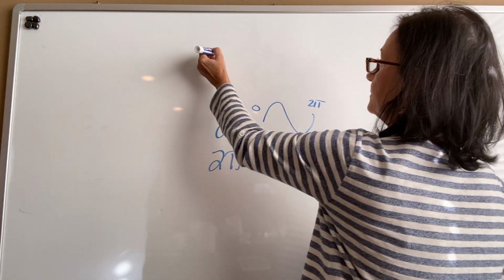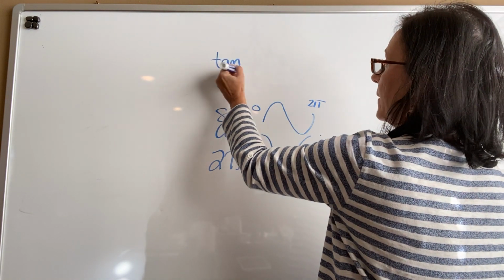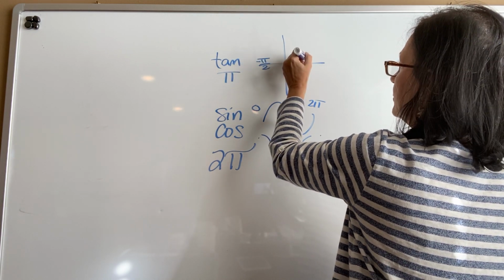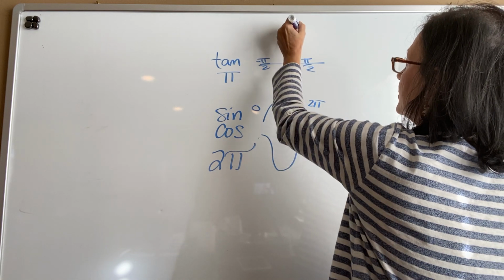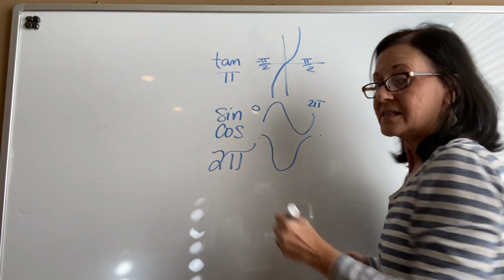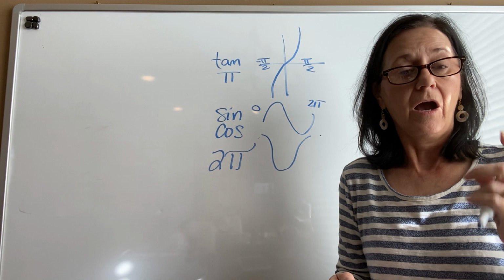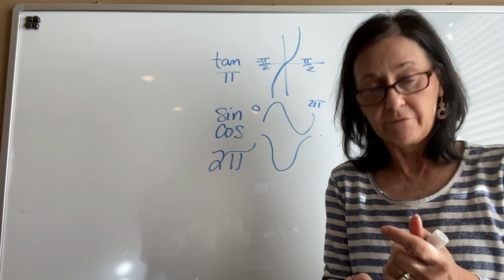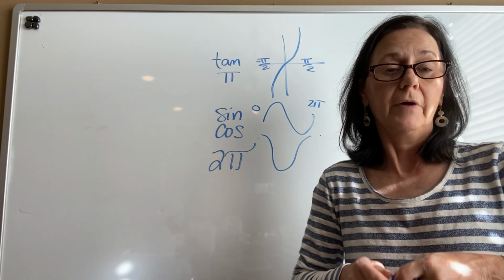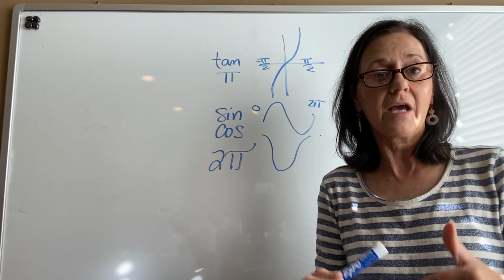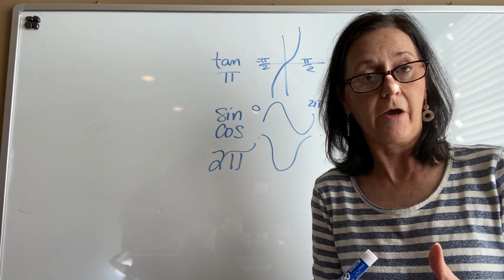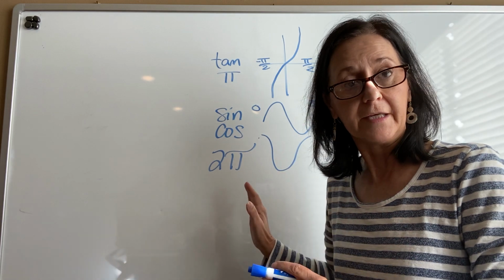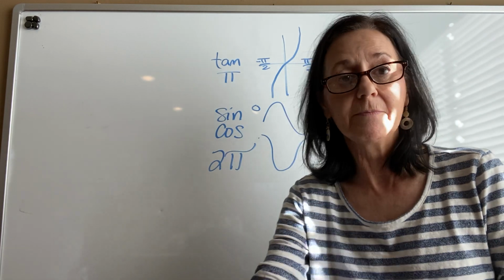For the tangent, the period is pi. Remember, it goes from negative pi over 2 to positive pi over 2. And it has asymptotes at every odd half pi because that's where it is undefined. You have a 0 in the denominator. Remember, the tangent equals the sine over the cosine. That's where the cosine is equal to 0. So you have to take note of the period and if that has been transformed.